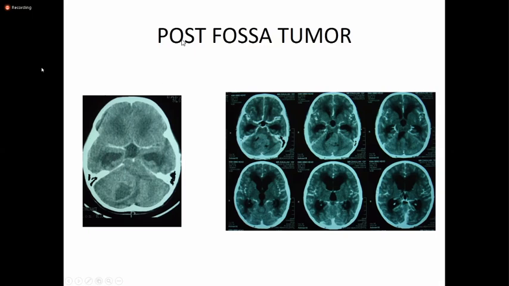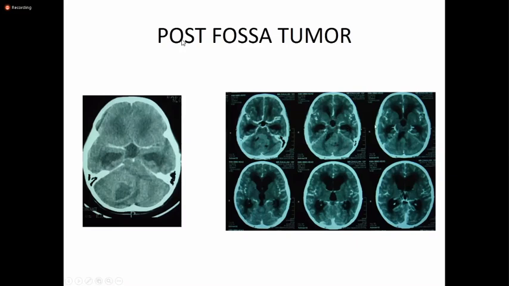This is again another CT scan of posterior fossa tumor causing obstructive hydrocephalus. There is Mickey Mouse appearance. This is periventricular lucency, dilated temporal horns, ballooning of third ventricle.